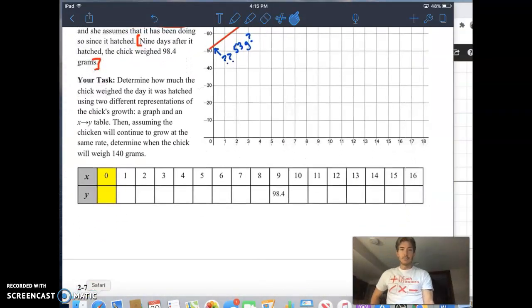I've got a table. Okay, now I set this table up ahead of time. I've got X representing my days. I've got Y representing the weight of the chicken in grams, not birth weight. All right, you can see right there, I got that same point, 9 and 98.4. And I can go ahead and do math, and I can try to figure out what that birth weight is, right? That birth weight is way down here.